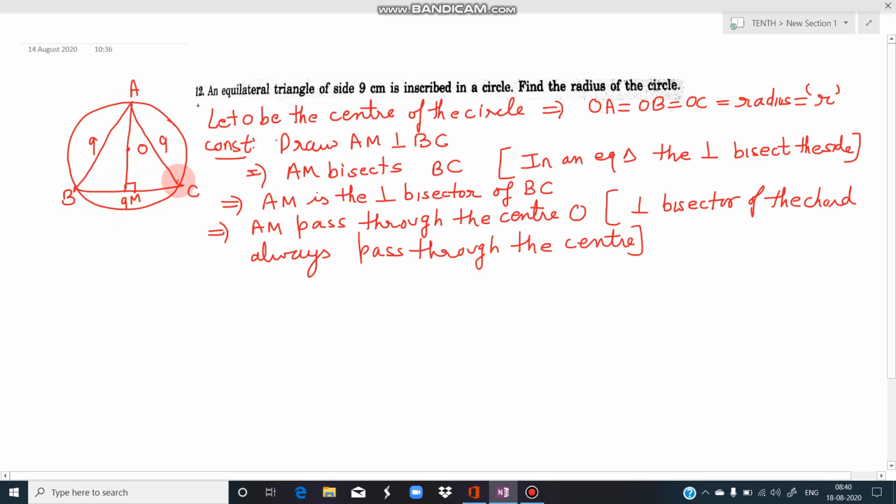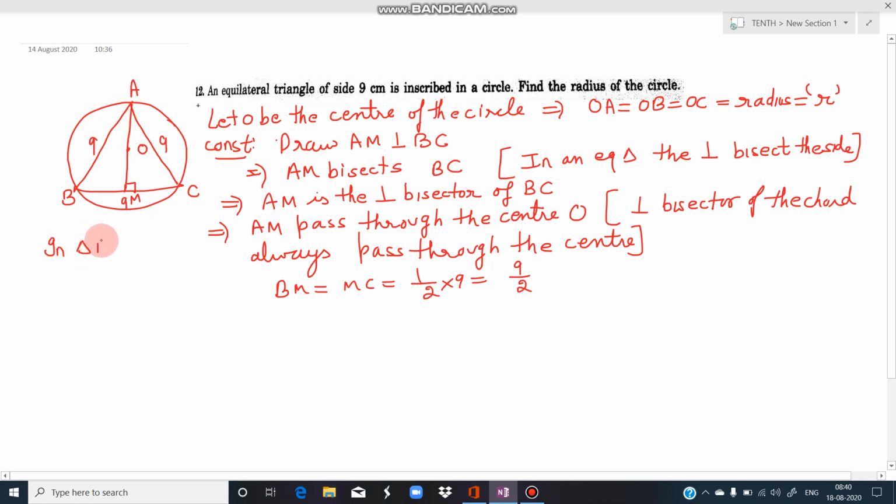The length of BC is given to be 9. So hence, because AM is the perpendicular bisector of BC, we are getting that BM and MC will be half of 9. Let us take it as 9 by 2 only. Now we have to find the radius.